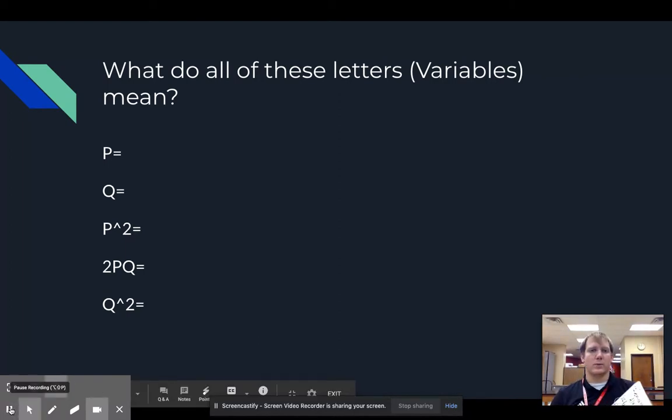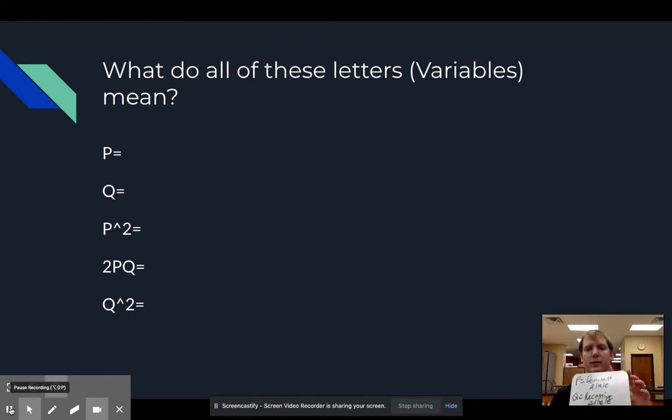All right, so now hopefully I gave you enough time, or hopefully you paused it enough. P is equal to our dominant allele. So anytime we see just the word allele, and if it gives us the dominant, we're going to use the letter P. If it gives us the recessive allele and only the allele, we'll use the letter Q. If it tells us the homozygous dominant, that is P squared. If it tells us the heterozygous, that is 2PQ. And if it gives us the homozygous recessive, that is Q squared.